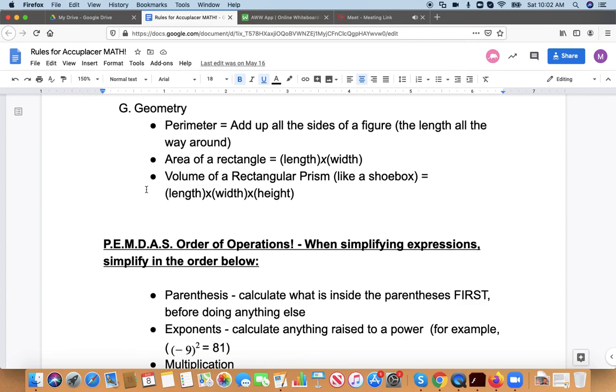Volume of a rectangular prism, like a shoebox, equals length times width times height. Yeah, length times width times height, right? A rectangular prism is just a fancy word for a shoebox. Like a cube would have all equal sides, but a shoebox doesn't. The length and the width could be different, and the height could be different too. But it's a similar concept. It's like a cube that's just kind of stretched out, like a shoebox. Does that make sense?